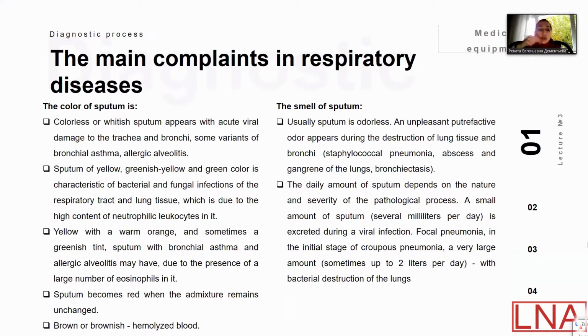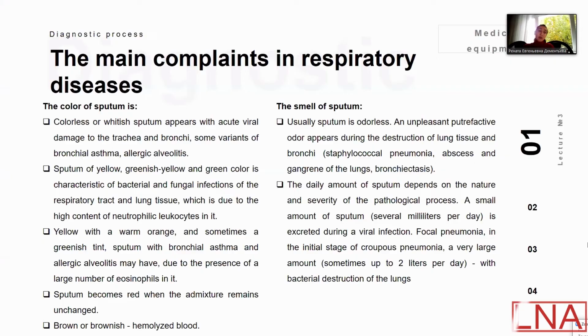So all sputum of yellow, greenish yellow, green color is infected purulent sputum. Yellow with a warm orange tint and sometimes a greenish tint sputum with bronchial asthma and allergic alveolitis may occur due to the presence of a large number of eosinophils. In case of bronchial asthma, it's more significant. Sputum becomes red when there is an admixture of enlarged, brown or brownish, hemolyzed blood.